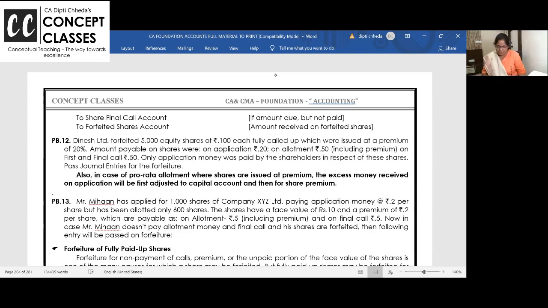Yeah, listen. Dinesh Limited forfeited 5,000 equity shares of 100 each called up. They were issued at premium. Amount payable on application is 20. On allotment including premium, 20. On first call, only application money was received. Allotment was due but not received. So can I reverse that? Answer is yes. Nothing else is there. Yes, so the rest is all due and not received.